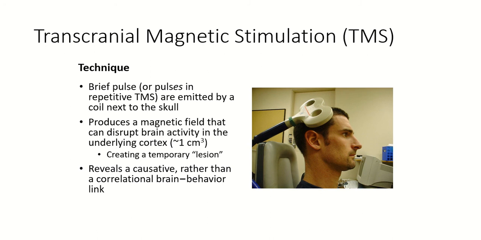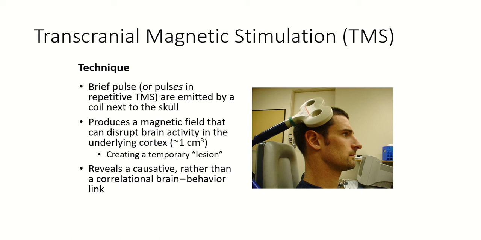The last technique I'll discuss is transcranial magnetic stimulation, or TMS. And this is a relatively newer technique. This technique differs from the other techniques because here we're not recording from the brain, but we're actually stimulating the brain. So here we can actually manipulate what is happening in the brain. And then what we try to do is figure out how that actually impacts people's ability to complete certain tasks.